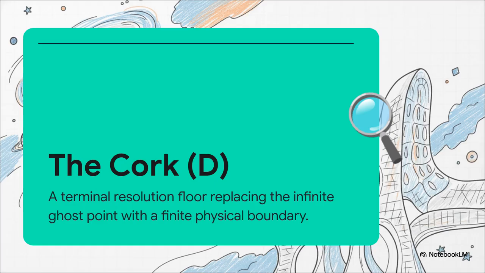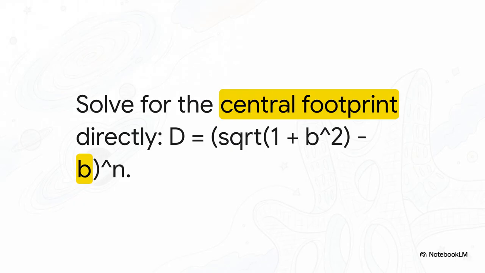It transitions smoothly into a bit-perfect, deterministic halting step. Which brings us to this beautifully unified base-scale equation. Just take a second to appreciate the elegance here. Capital D equals the square root of 1 plus b squared minus b, all raised to the power of n.